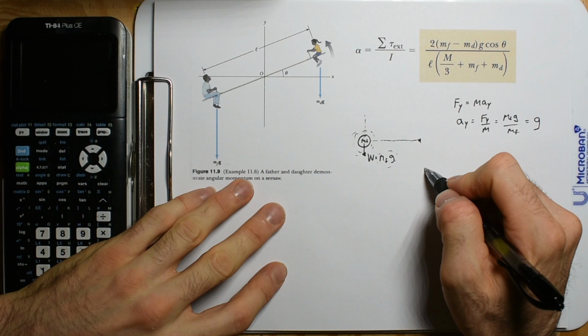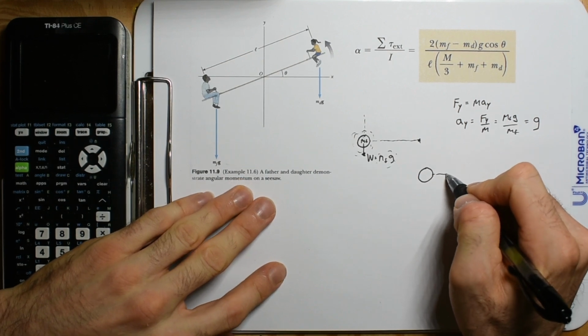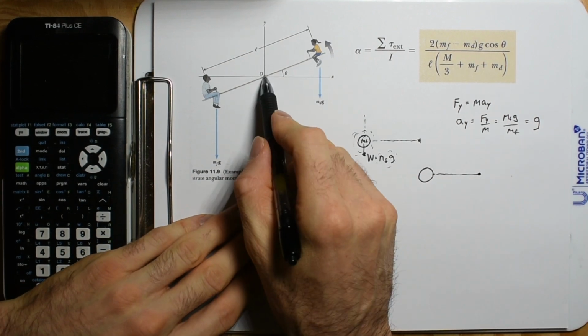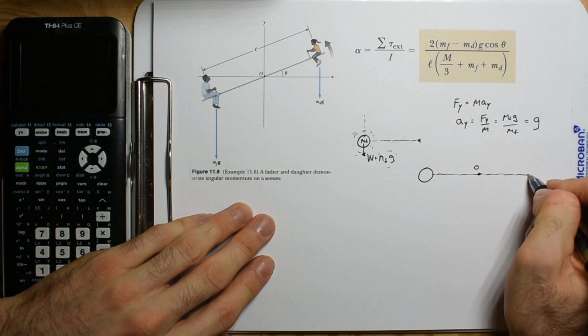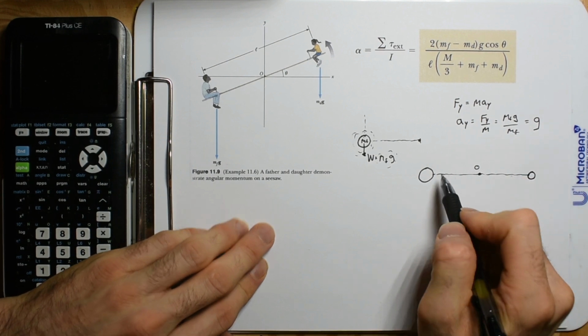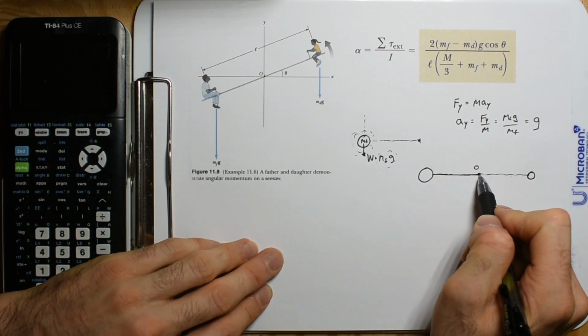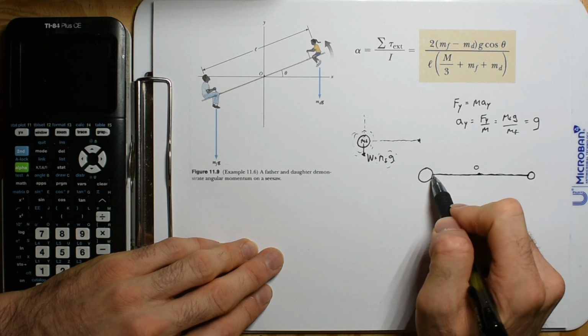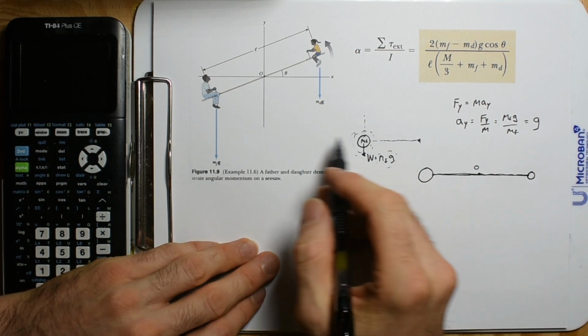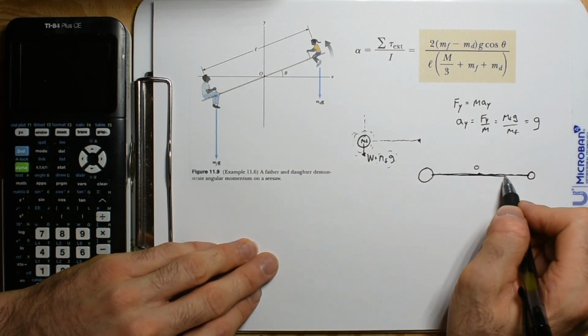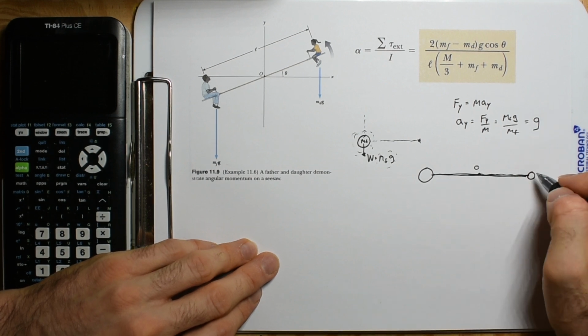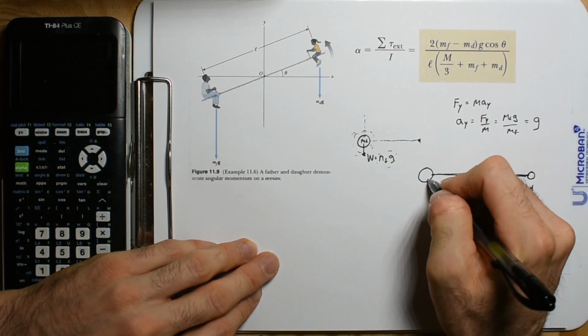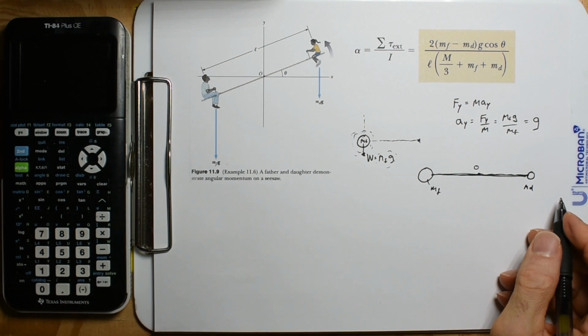But now, in the scenario where we don't have a string, we still have a pivot point at the middle, O, but now we have some other weight over here. We're just going to say this is a carbon fiber, really lightweight. It's something stiff that connects them, a teeter-totter, but its mass is negligible. So this is going to be the mass of the daughter, and then we have the mass of the father.